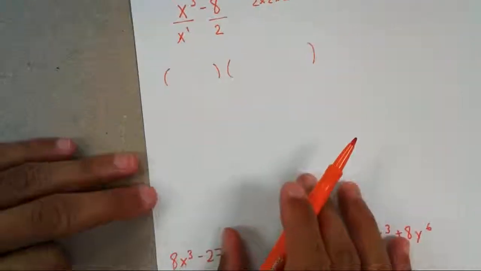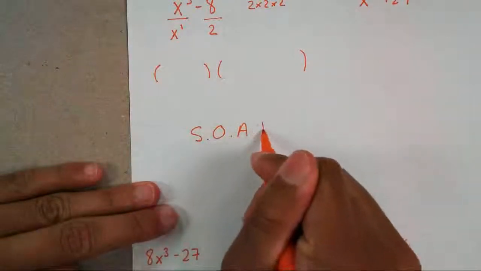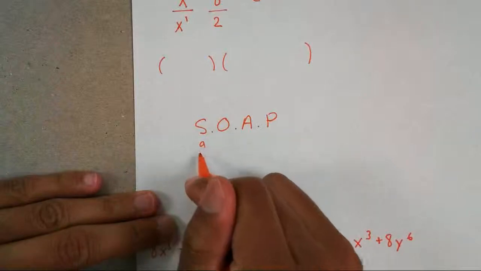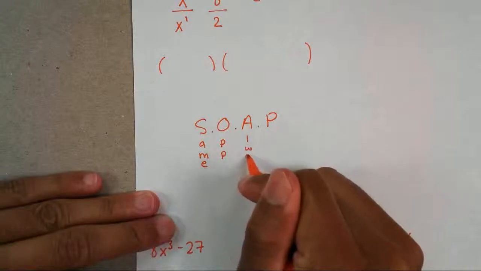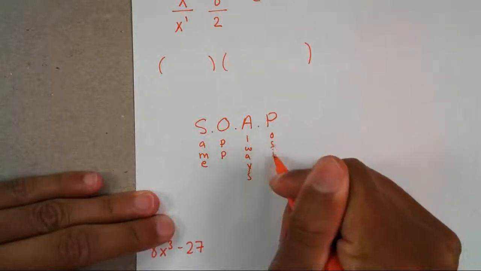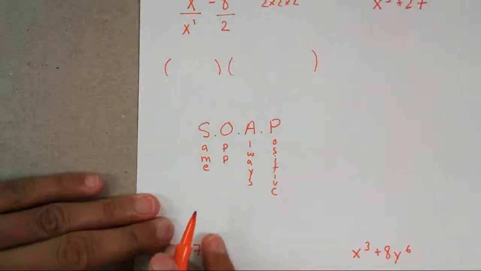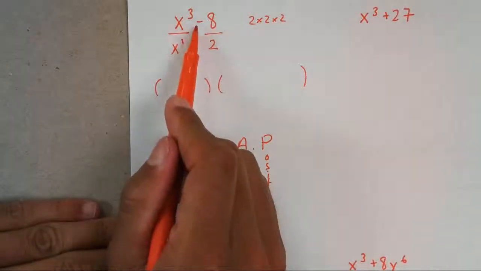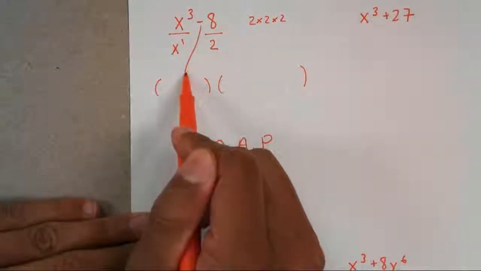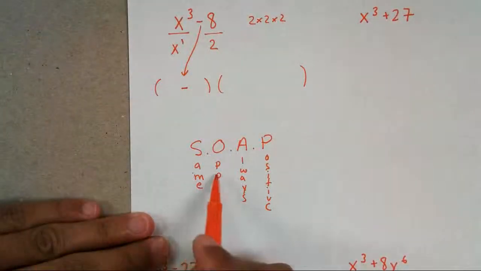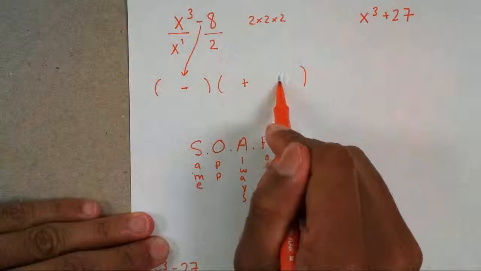Now there's an acronym that I want you guys to memorize. SOAP. SOAP stands for same, opposite, always, positive. The reason why I want you to memorize this acronym is because this is going to help us figure out our signs. Well, if there's a minus sign here and this is same stands for the same sign. So since this is minus, you're going to put a minus sign in the first parentheses. O stands for opposite. Opposite sign than the one that's given to you. Plus sign. Always positive. Always positive.